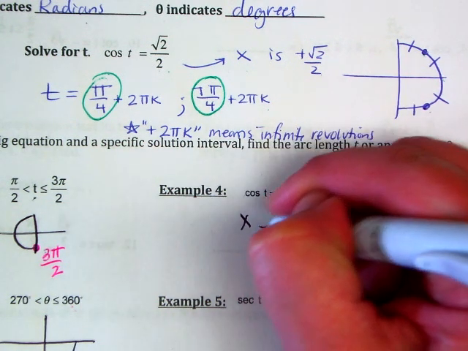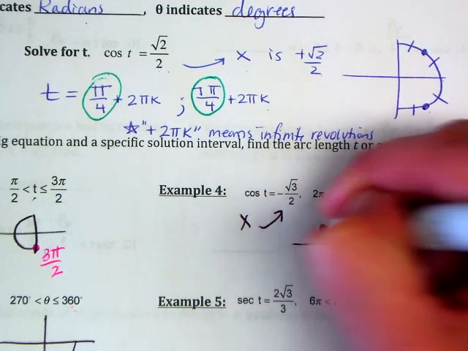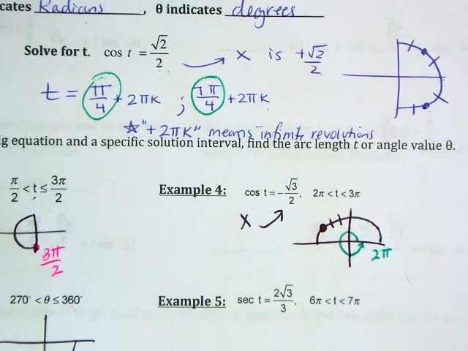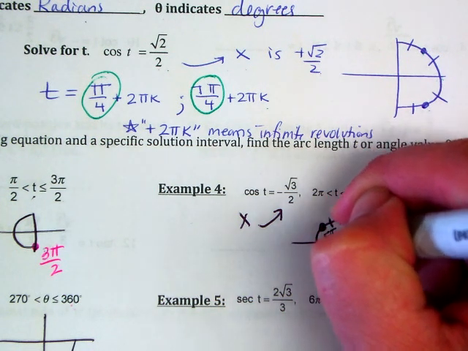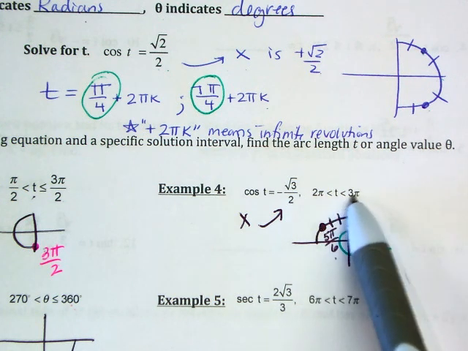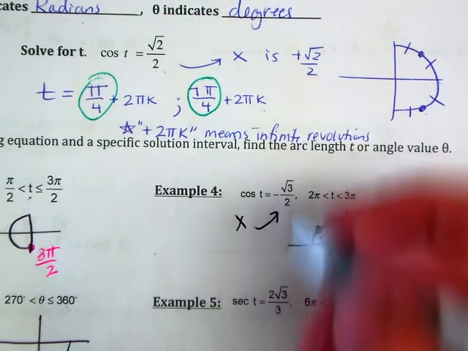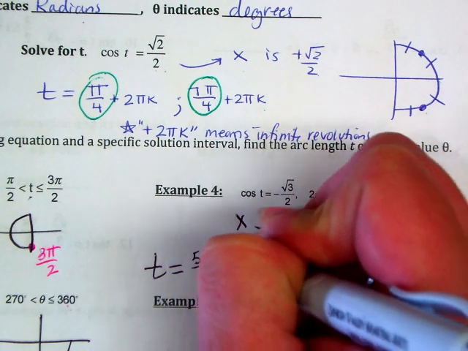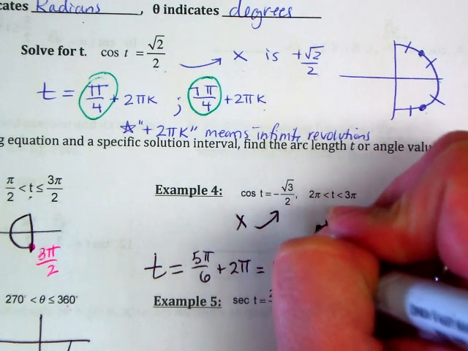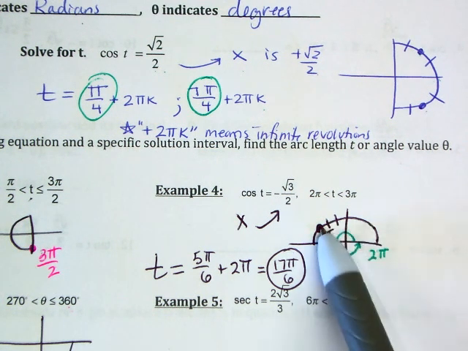Cosine is going to be the x value of -√3 over 2. That exists over here on the unit circle. In your head, if you know your unit circle, t is going to be 5 pi over 6. The problem is the answer is not 5 pi over 6 because 5 pi over 6 does not fall within this interval. t is going to equal 5 pi over 6 plus 2 pi, or 17 pi over 6. I need to include the full revolution plus 5 pi over 6 more.